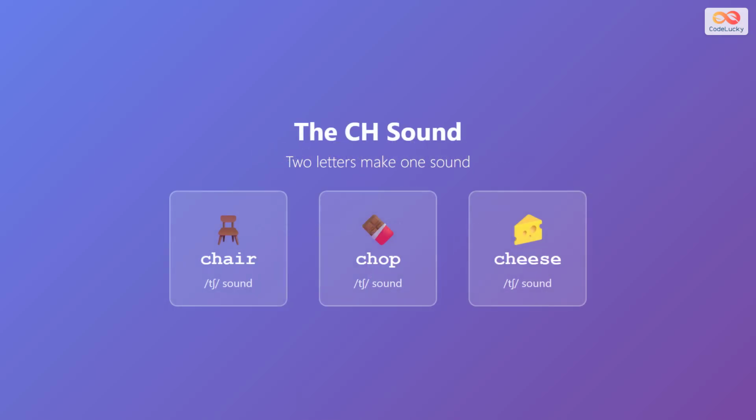Let's start with the CH sound. When you see the letters C and H together, they make the sound /ch/ like in the word chair. Listen carefully, chair. Another example is chop. And here's another one, cheese. The CH sound is made by pressing your tongue against the roof of your mouth and releasing air quickly.